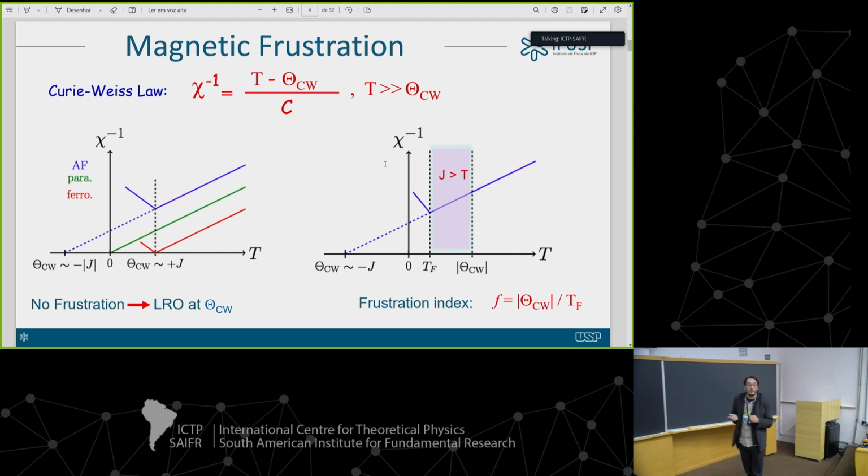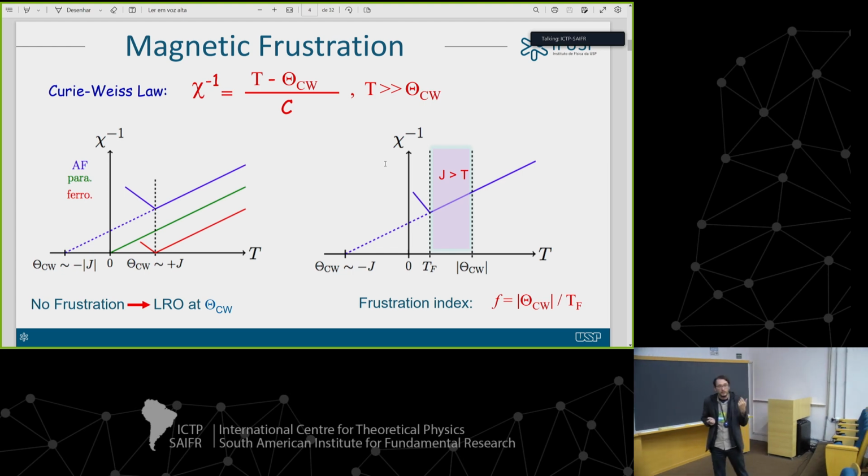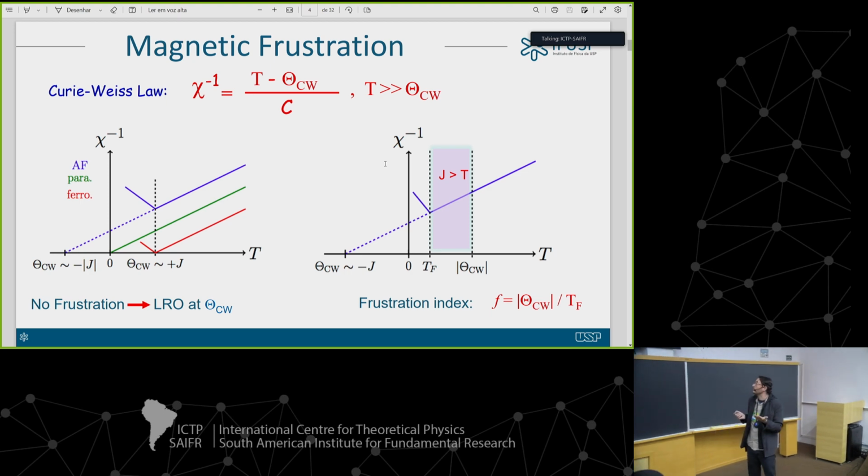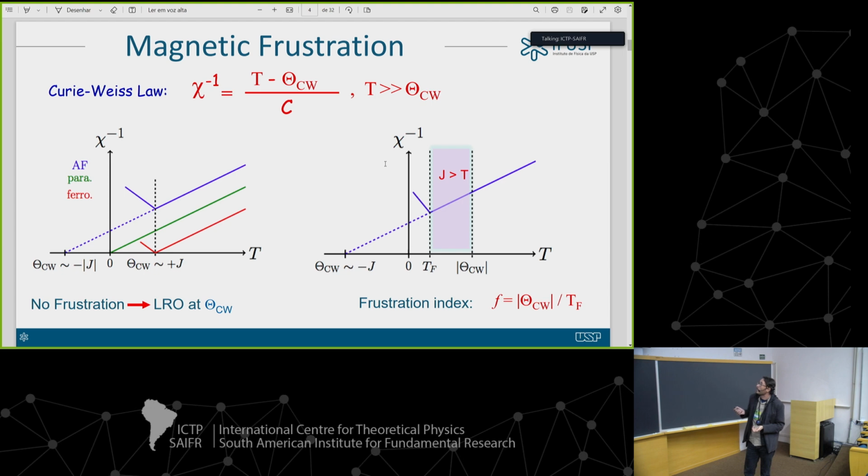That's what happens for normal magnets, and that's not the case for frustrated magnets, right? Because of the degenerate ground state and the frustration, the susceptibility continues following this law, even below the energy scale of the interaction. And eventually, the system will order at very low temperatures. So you can just use this ratio between these two temperatures, the Curie-Weiss temperature and the temperature where you eventually see the long-range magnetic order, to define this frustration index. That's the simplest way to characterize how frustrated the system is.